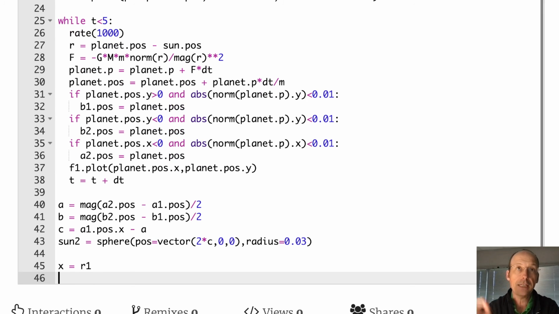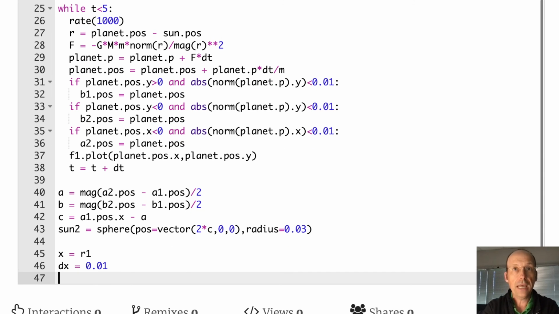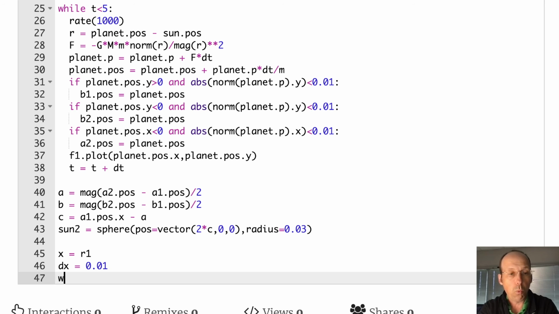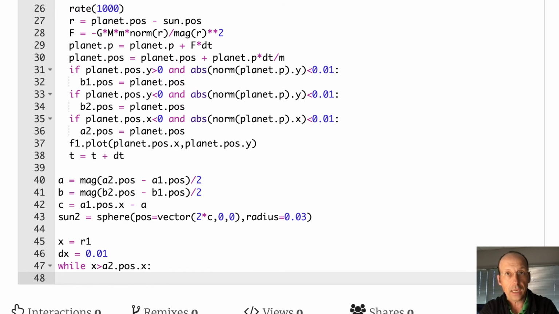And then I need a dx. How far am I going to step? I have an exact calculation, so I don't need this too small. I'm going to say 0.01. So next I can say while x is greater than, I want to go all the way to that last point, which is a2.pos.x, right? So I want to decrease the value of x until it gets to the other end of the ellipse.